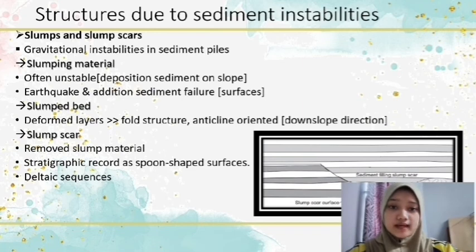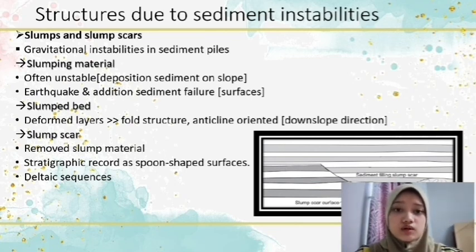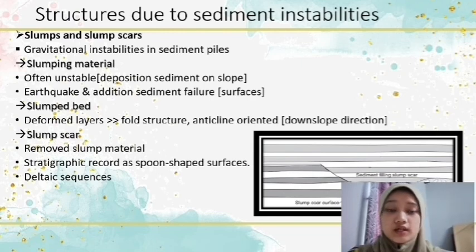Next, we have the slump beds, which deform into layers and show a fold structure with anticlines oriented in the downslope direction. Now we have the slump scars, where slump material was removed, leaving a surface that can be recognized in the stratigraphic record as a spoon-shaped surface in three dimensions. They range from a few meters to hundreds of meters across, and are commonly found in delta sequences, but can also occur in material deposited on the slope.